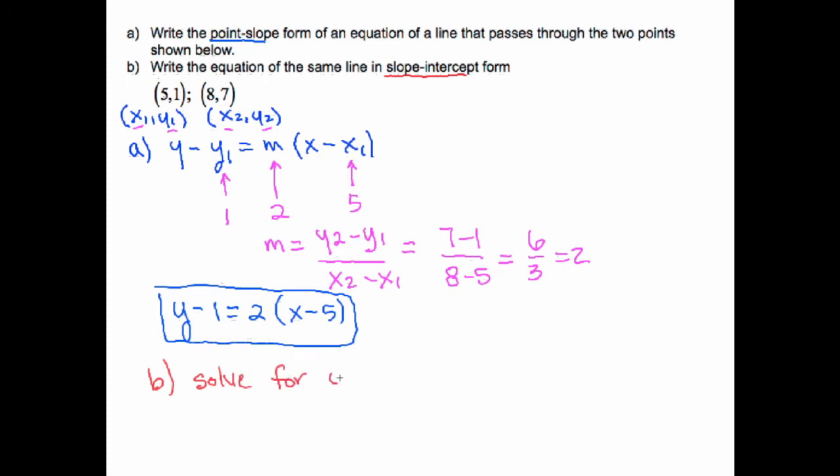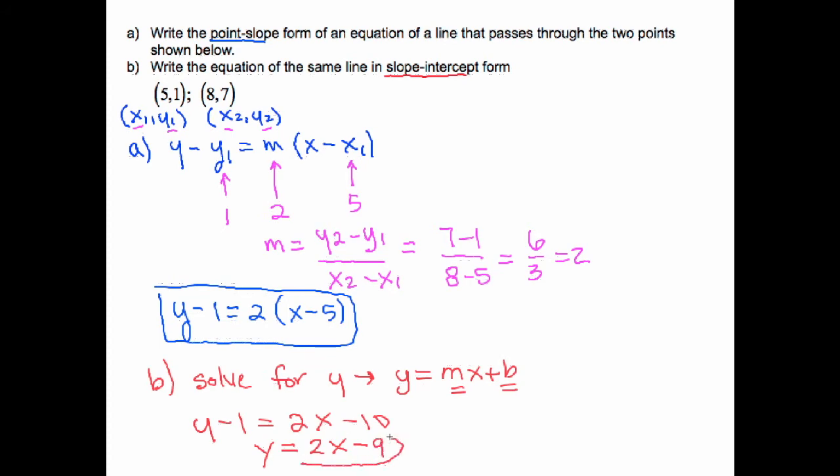Because if we solve for y, then the form of the line would be in slope-intercept form. We can see the m and the b clear as day. So if we solve for y, I'll distribute the 2 first. I'll have y minus 1 is equal to 2x minus 10. And then I'll add a 1 to both sides of the equation. This gives me y is equal to 2x, and then we have negative 10 plus 1, which is negative 9. 2x minus 9. And here is our slope-intercept form of a line.